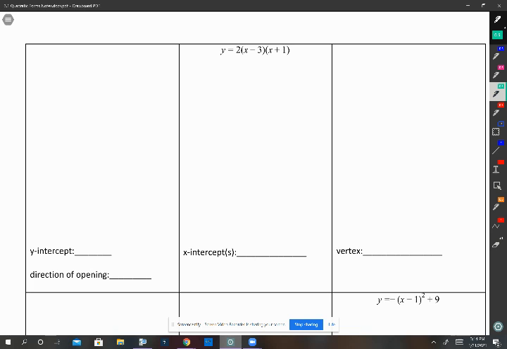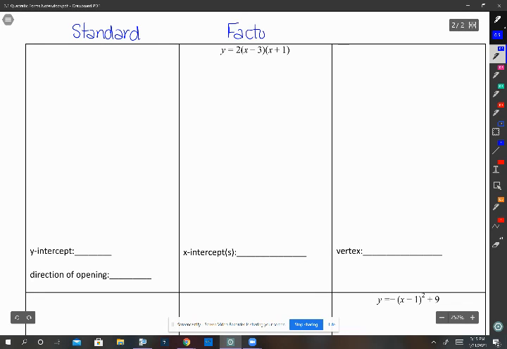So as we continue 3.1 notes, you'll notice that now we're going to be given a different form and have to go back and forth between the others. So just a couple of things to remember. This column is going to be our standard form. This is our factored form. And this is going to be our vertex form.